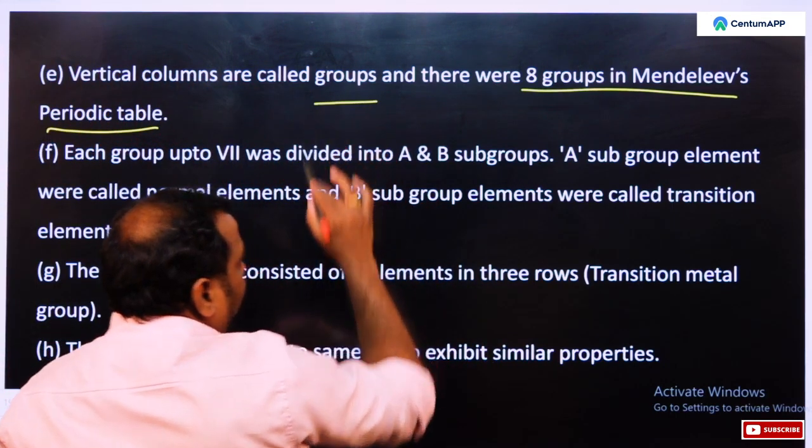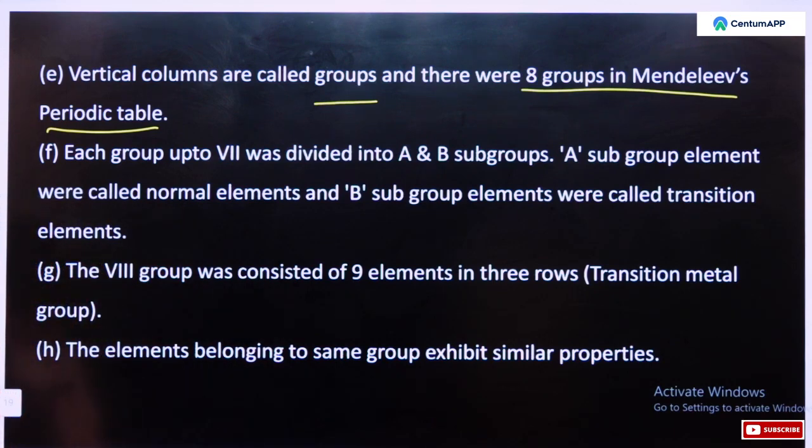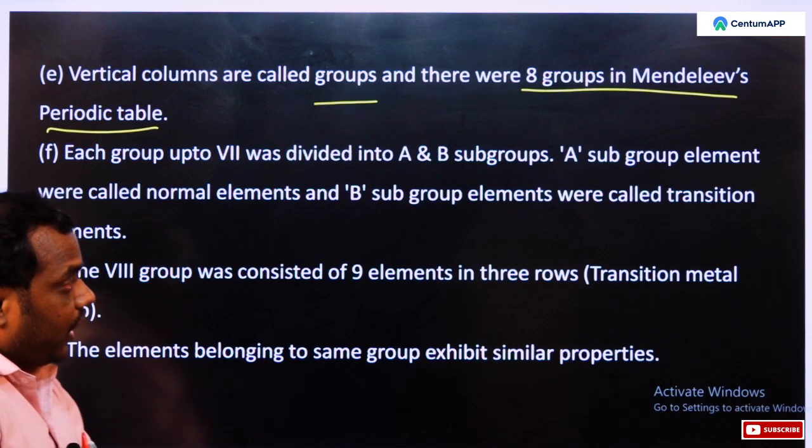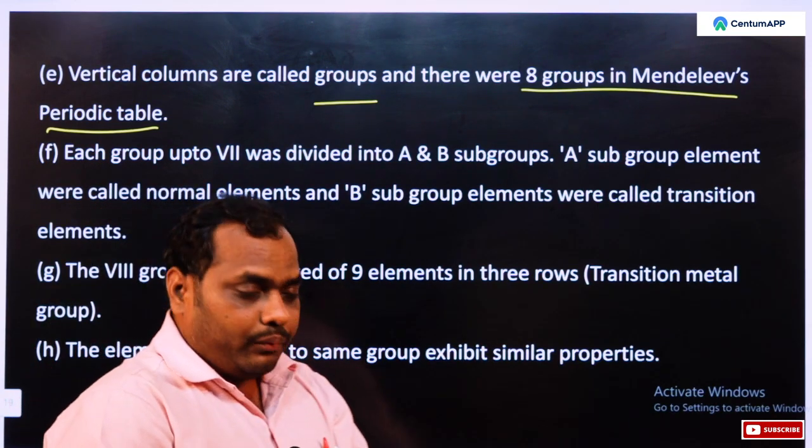Vertical columns are called groups, and there are 8 groups in Mendeleev's periodic table. Horizontal rows are called periods, and there are 7 periods in Mendeleev's periodic table.